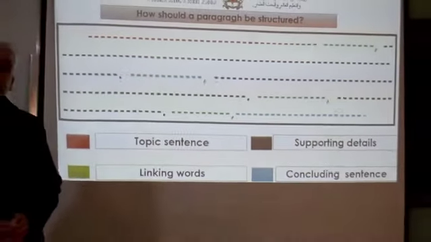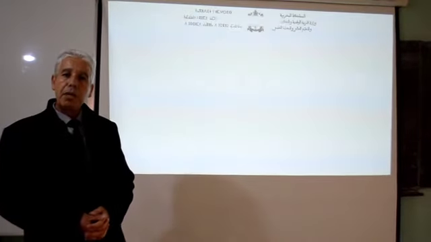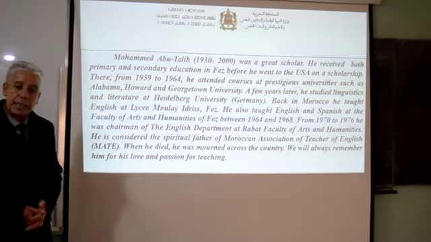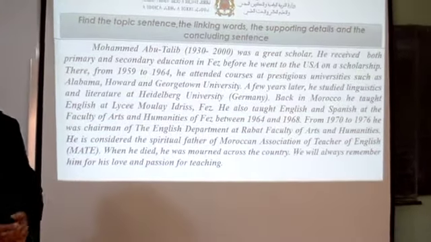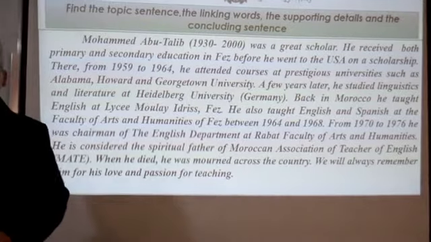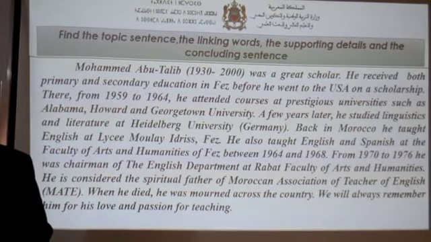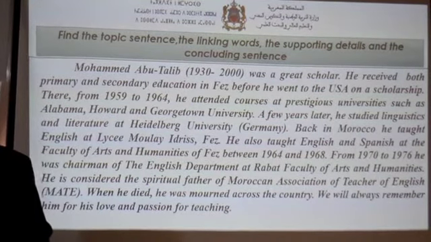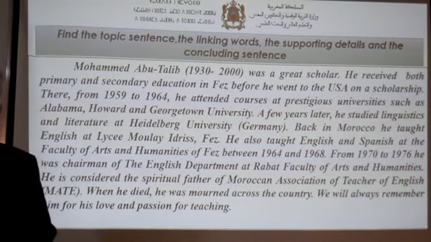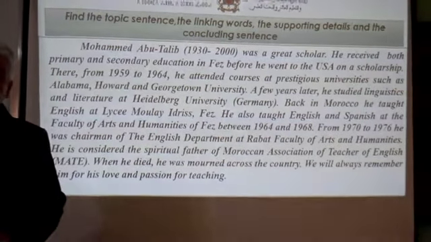Let's apply these elements on the biography we have seen before, the biography of Abu Talib. This is our paragraph. So your job now is to find or to underline the topic sentence, the linking words, supporting details, and of course the concluding sentence. Don't forget to use colors. The red color for the topic sentence, the green color for the linking words, and the black color for the supporting details. Finally, the concluding sentence with the blue color. Take 3 minutes and I'll be back for correction.